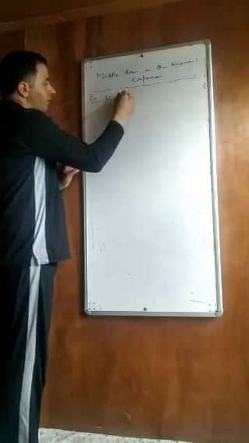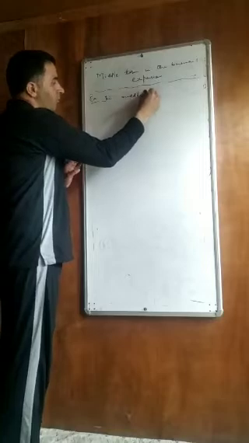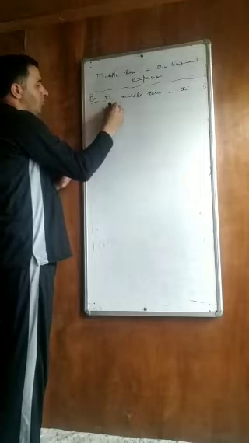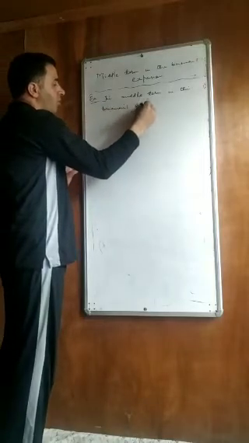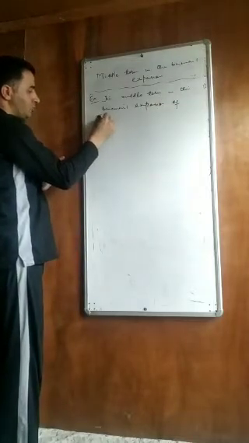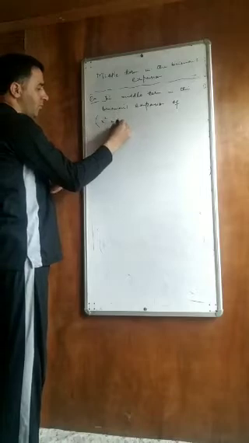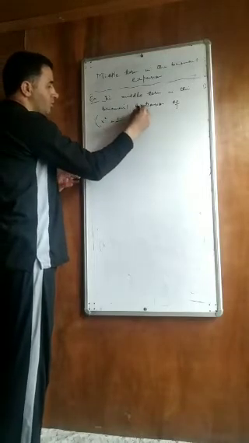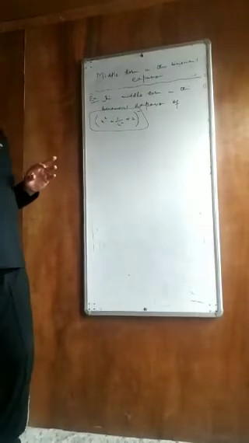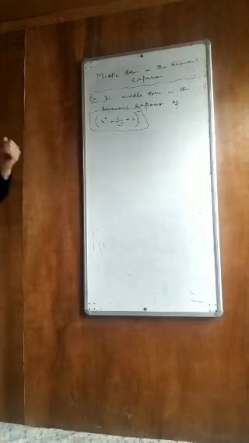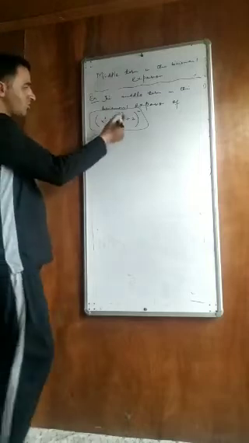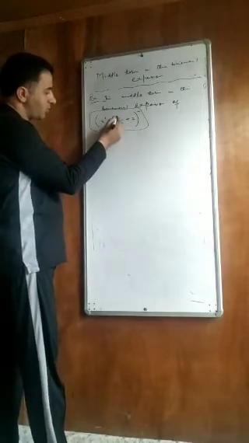I will write it in the exercise here: the middle term in the binomial expansion of (x square plus 1 by x square plus 2) whole raised power n. What will be its middle term? To solve this, we can write this x square plus 1 by x square plus 2.